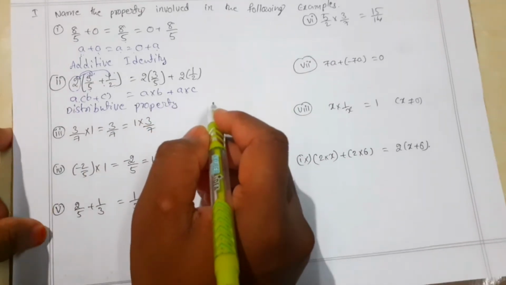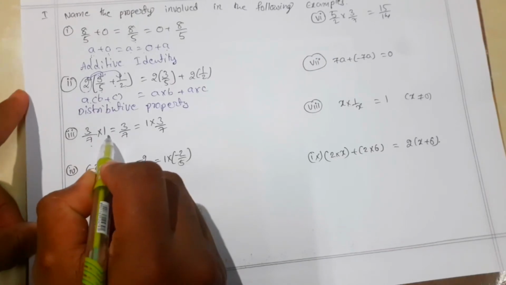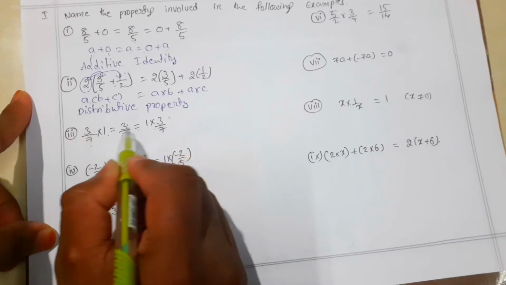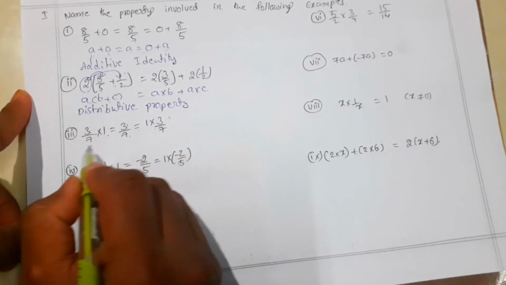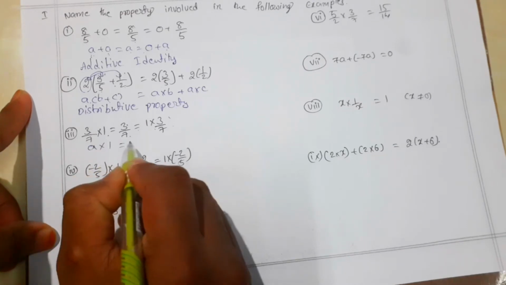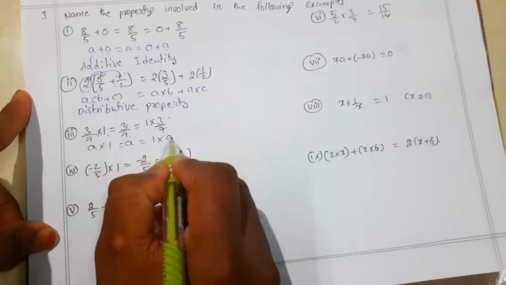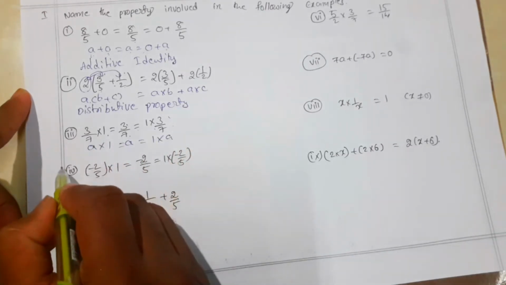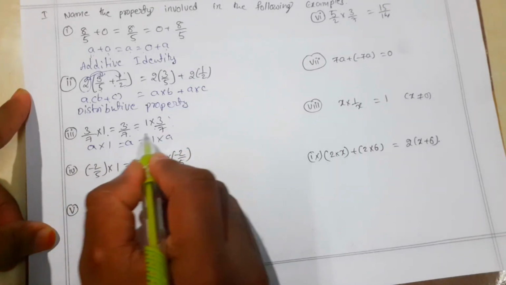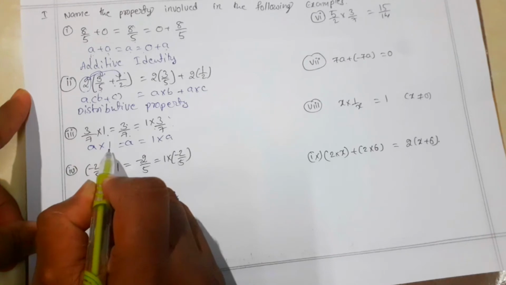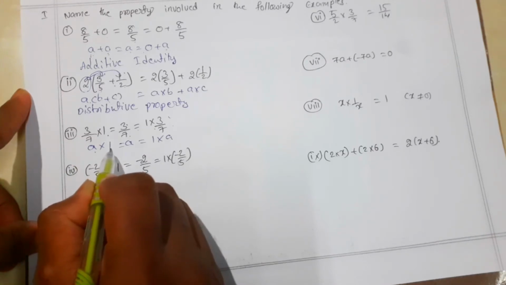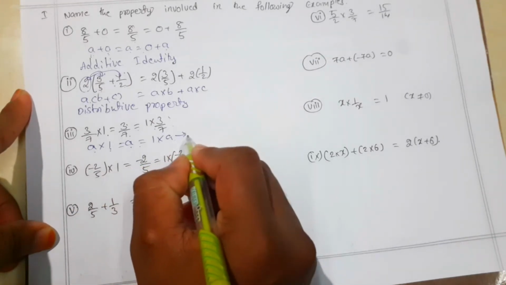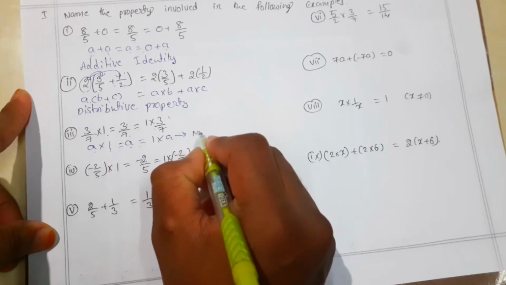Now if you see the third question, we have 3 by 7 into 1, which is equal to 3 by 7, which is equal to 1 into 3 by 7. By observing this, we can say that it is in the form of a into 1 is equal to a, which is equal to 1 into a. That is the formula for the existence of multiplicative identity. What does multiplicative identity say? For any rational number a, there exists a rational number 1 such that a into 1 is equal to a, which is equal to 1 into a.